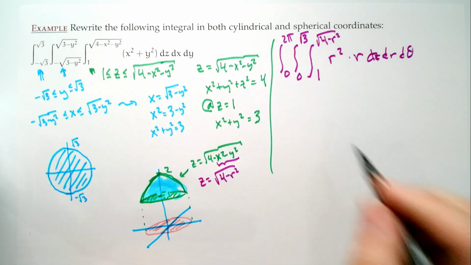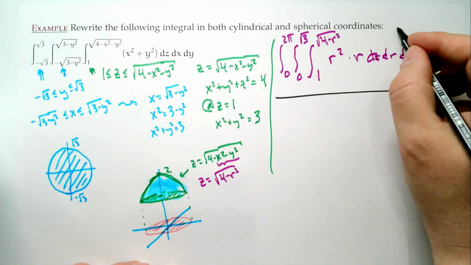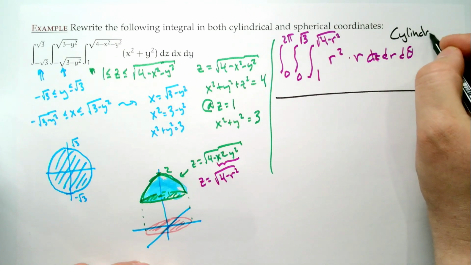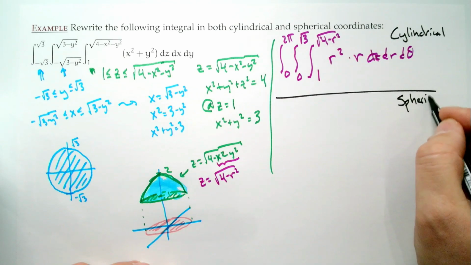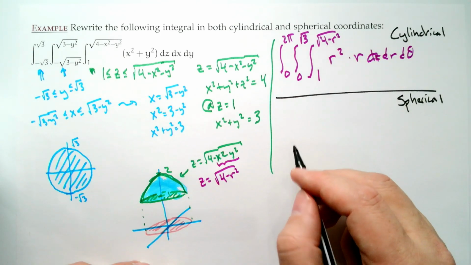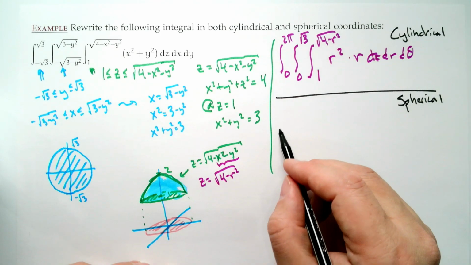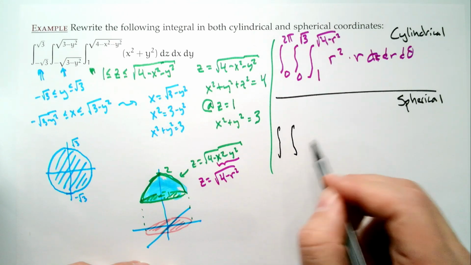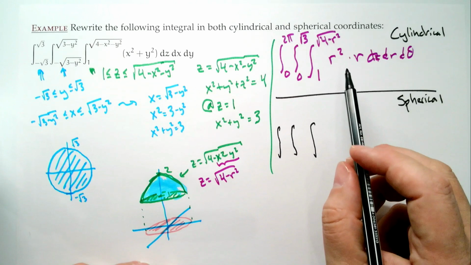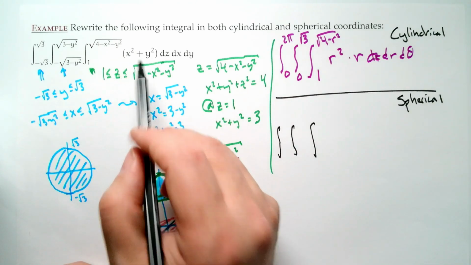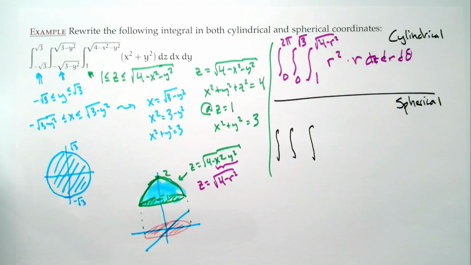Okay, let's do the next one. So this is the cylindrical. So now we get to do spherical. All right. So integral, integral, integral. Let's figure this out. So x squared plus y squared, our function. What will our function become?